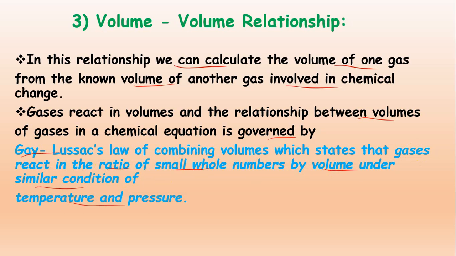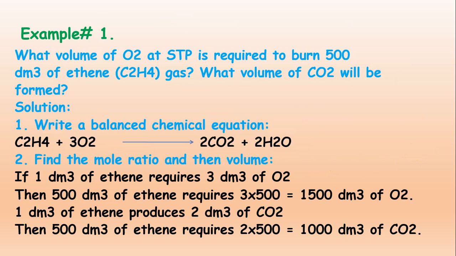Here we just have to focus on the mole ratio. Now look at the question: what volume of oxygen at standard temperature and pressure is required to burn 500 dm cube of ethene gas? What volume of CO2 will be produced? We have to calculate the volume of oxygen and the volume of CO2 in this relationship. Similarly, we have to follow the same pattern: write the balanced chemical equation.